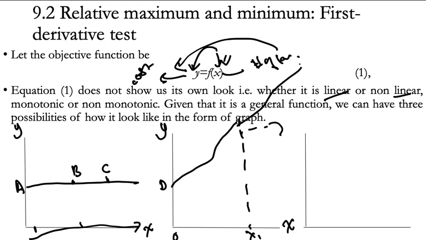So can you find any maximum point? Obviously you can't find any maximum point because it keeps increasing like this. But could you find any minimum point? Now if the domain is given between 0 and up to this point only, then you can see D is the minimum point. Okay, so D is the minimum point here.